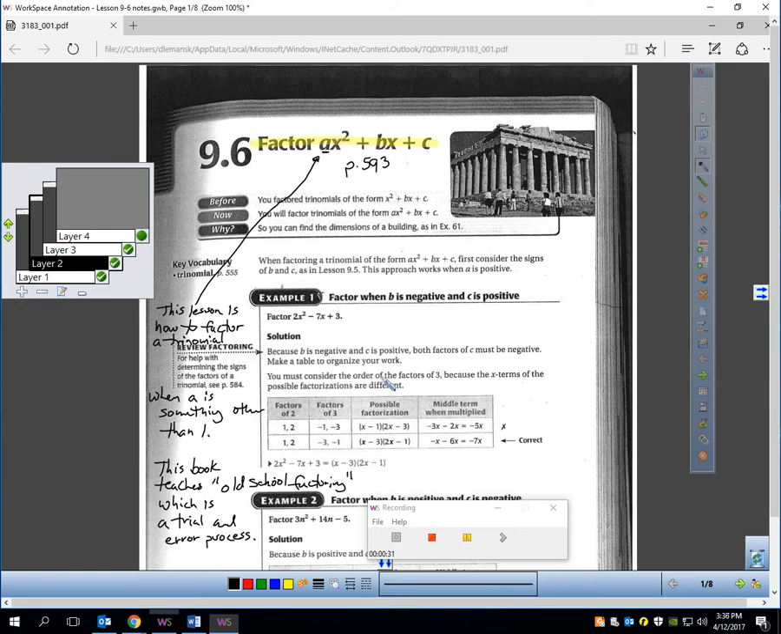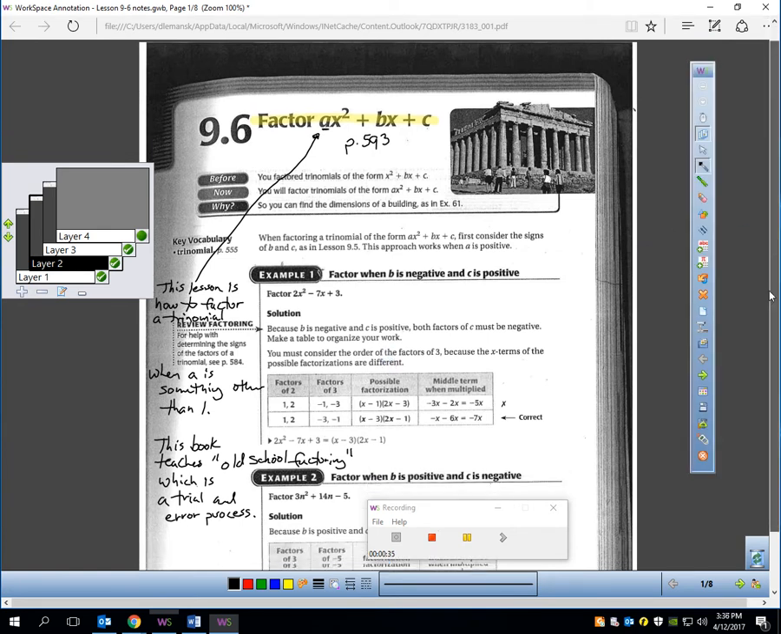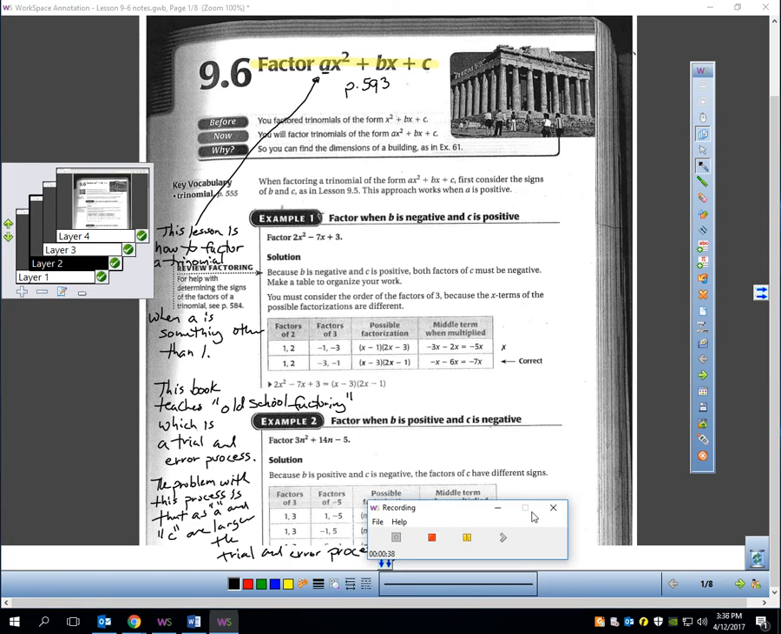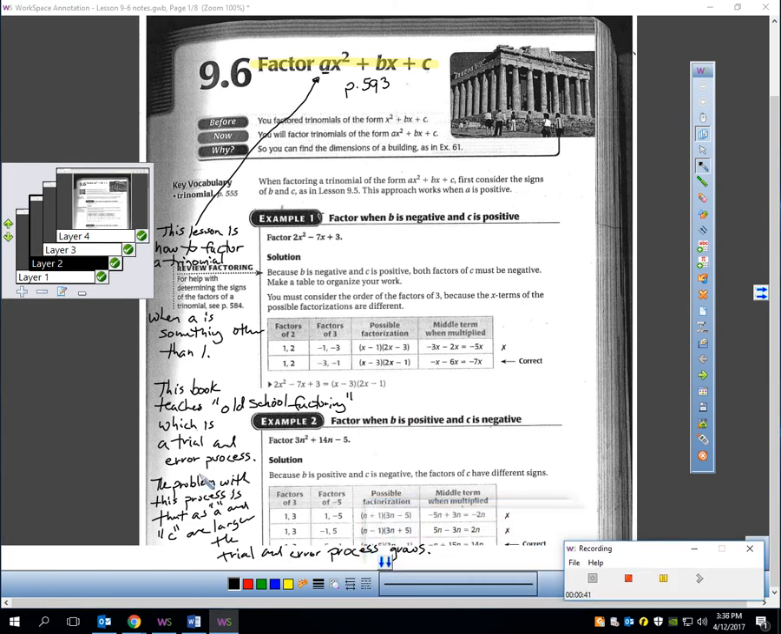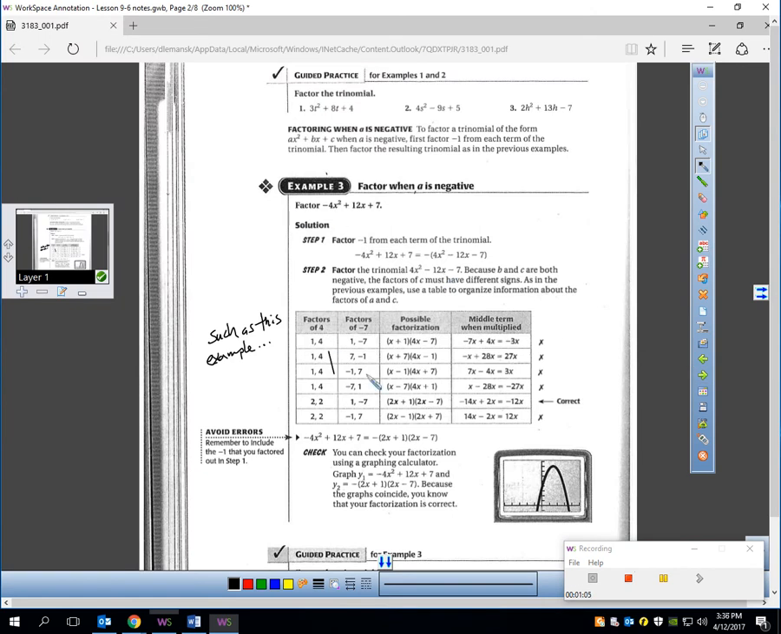This book teaches old school factoring, which is a trial and error process. The problem with the trial and error process is that as A and C become larger numbers, the process grows, which means it gets to be kind of lengthy. I remember having to do this in high school, and I'm sure if your mom and dad took algebra, they would remember this too. It can be a long, painful trial and error process. For example, a problem like this, this process was really you just sample double distributing until you could figure out the right combination.